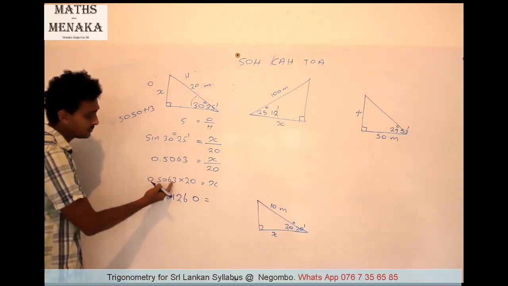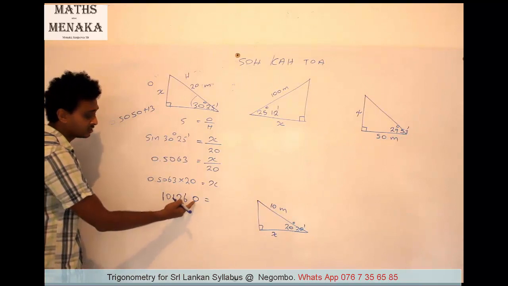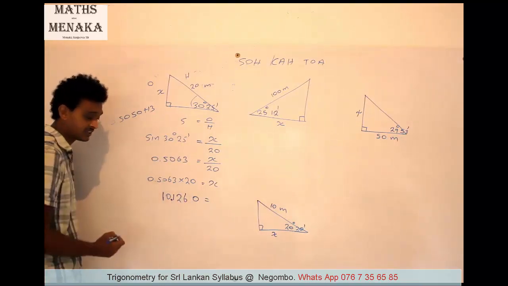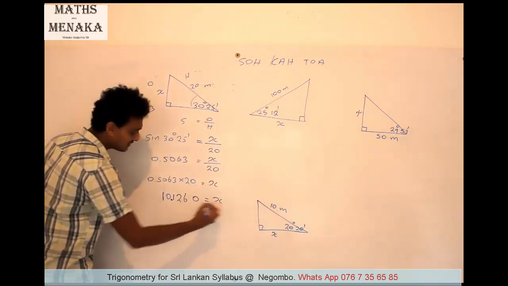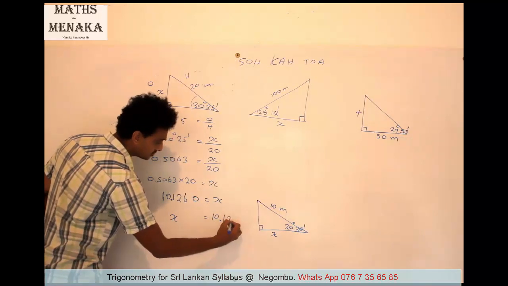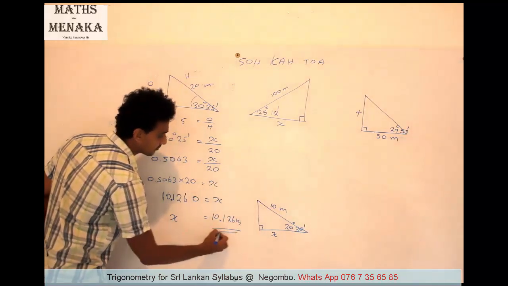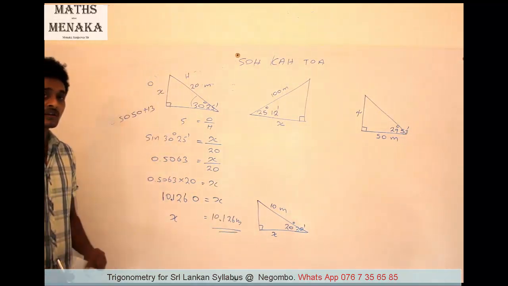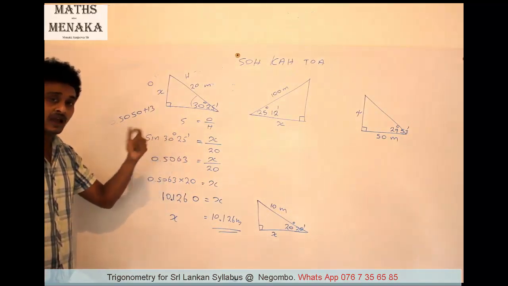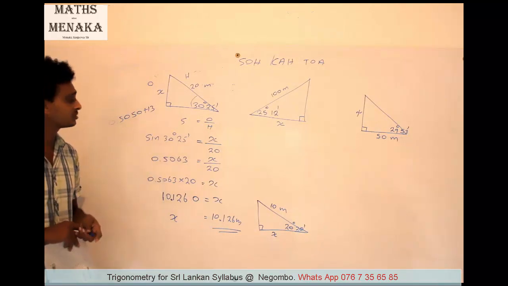Now count how many decimal places. 1, 2, 3, 4. Here you should have 4 decimal places. So you have to keep the decimal point after the first 10. Then x equals 10.126 meters. You have to remember, in sine, you have to add the mean difference to the value.